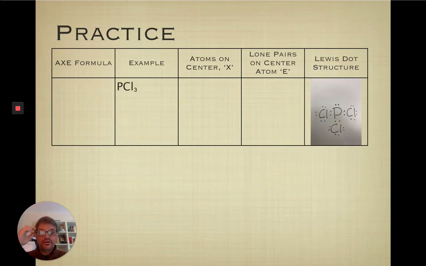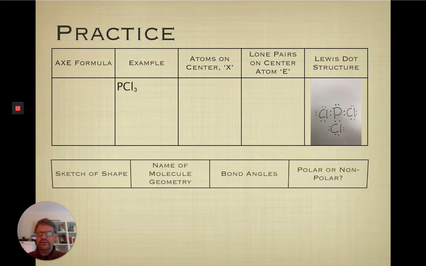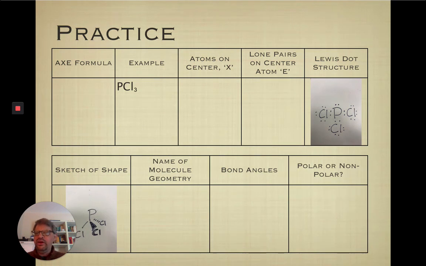Next one, phosphorus trichloride. And there's your Lewis dot structure in the upper right again. Take a moment, see if you can determine the X formula. What is it?